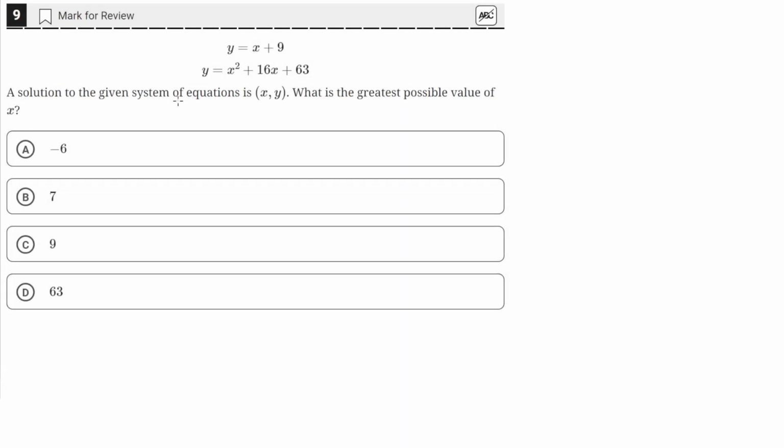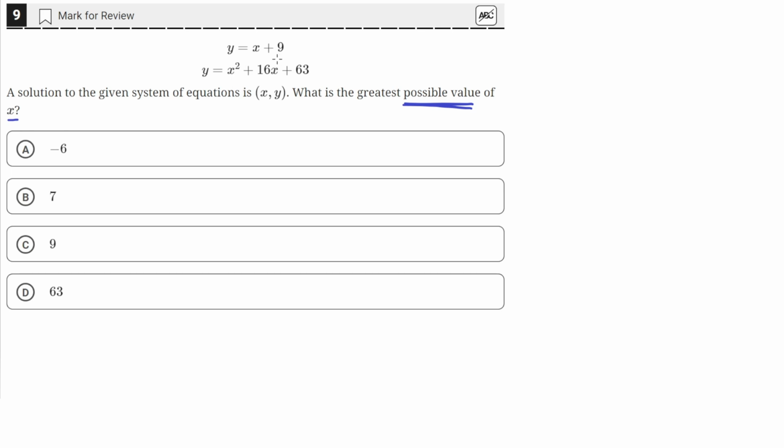A solution to the given system of equations is (x, y). What is the greatest possible value of x? So we're given these two equations, y equals x plus 9 and y equals x squared plus 16x plus 63. And we need to find the solution, but more specifically, the greatest possible value of x.